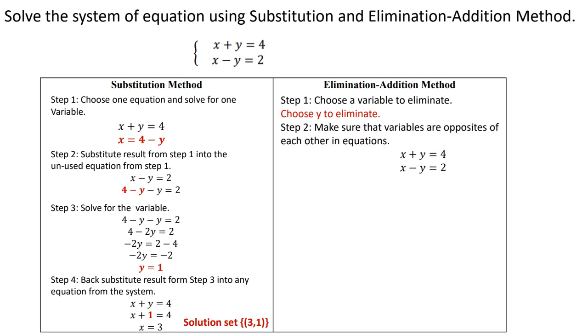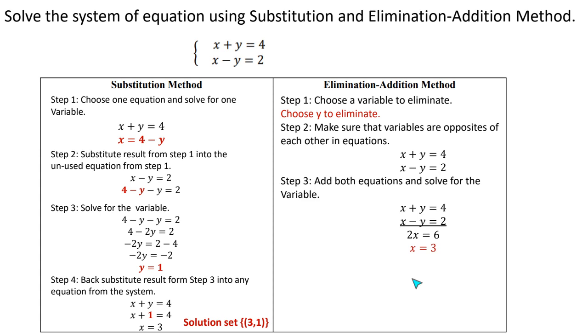So once I can see that they're the same coefficient with opposite signs, I can add the equations. So I have x plus x is 2x, y plus negative y is 0, and 4 plus 2 is 6. Divide by 2, so we get x equals 3.